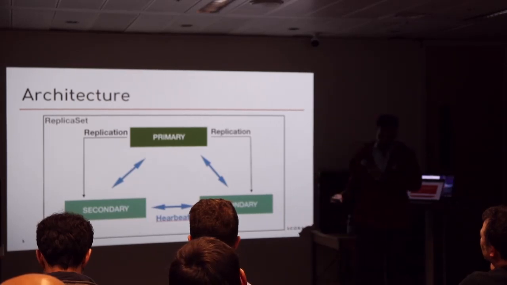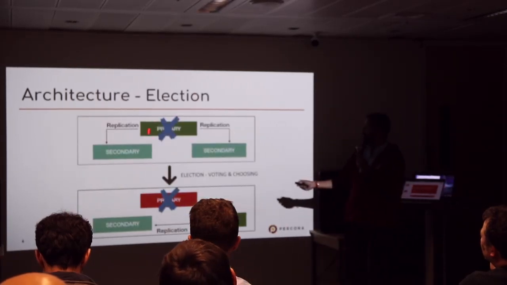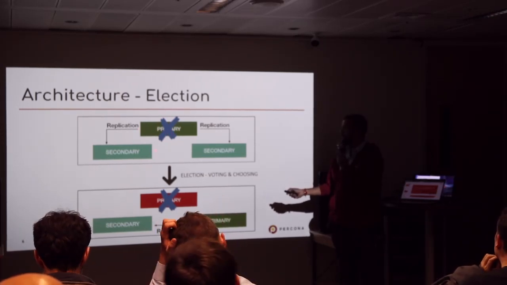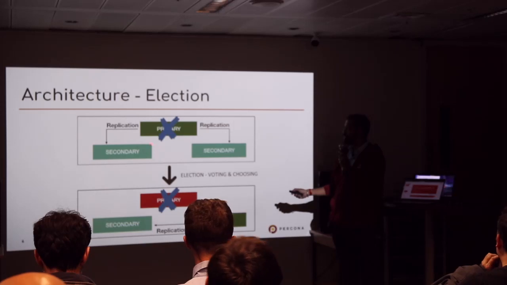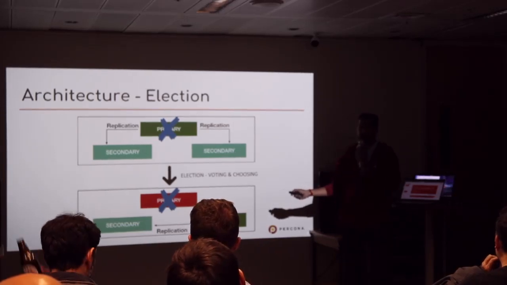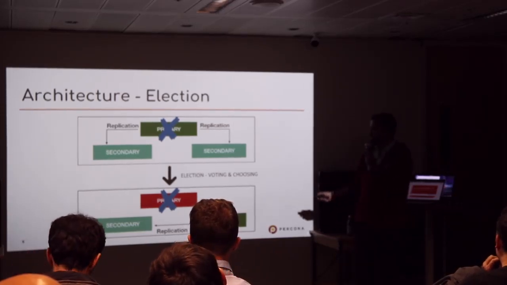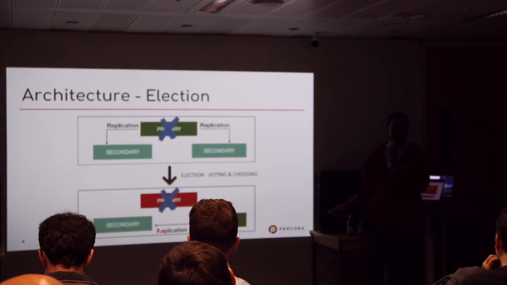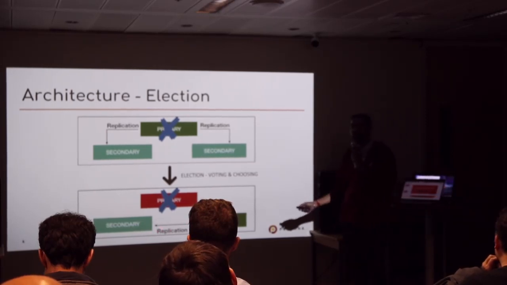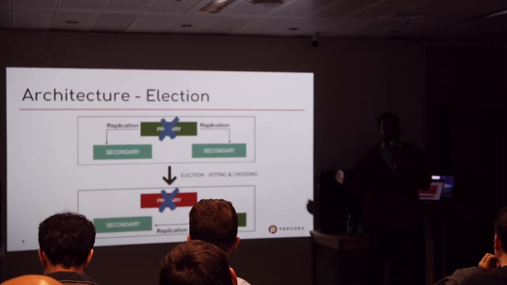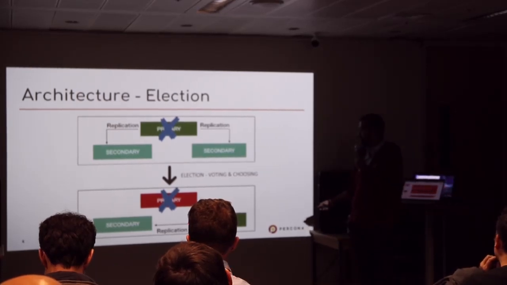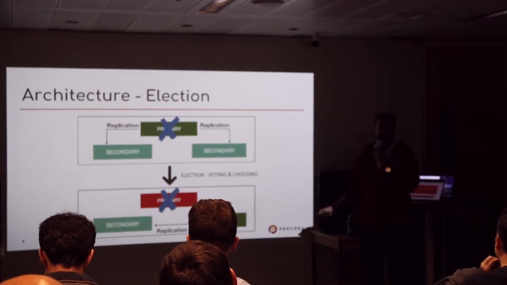So, for example, if your primary is down, the heartbeat from these two secondaries detects that the primary is down and there is no reachability. It will hold an election and make sure one of these secondaries becomes primary. This happens within seconds, so your application is not going to have any long downtime. This new primary will take care of writes after that.